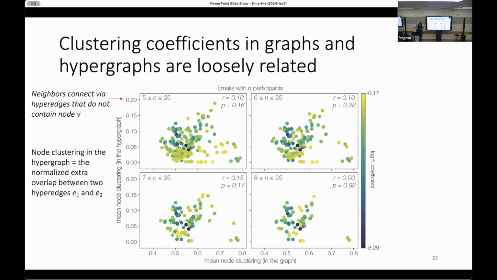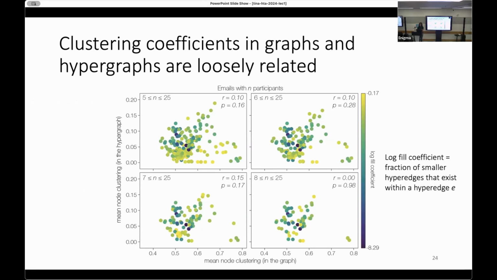And so here, what we're trying to just show you is that, again, depending on the framework that you use, it's not like they're going to be correlated. It's not like the clustering coefficient, which is a very important measure on graphs and hypergraphs, et cetera. They are not correlated with each other.